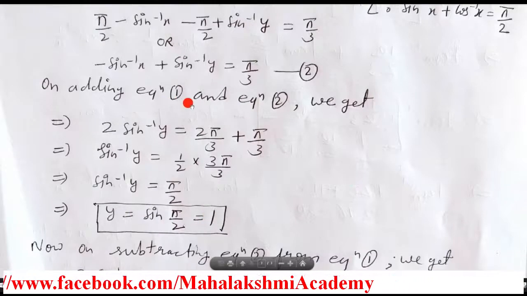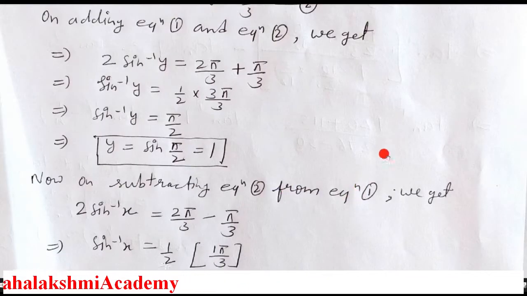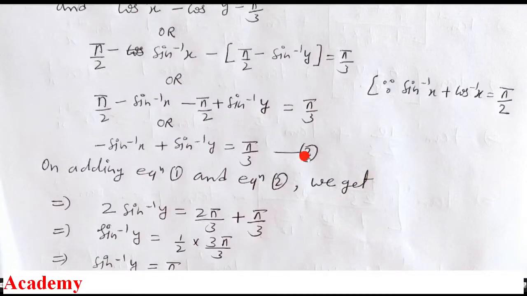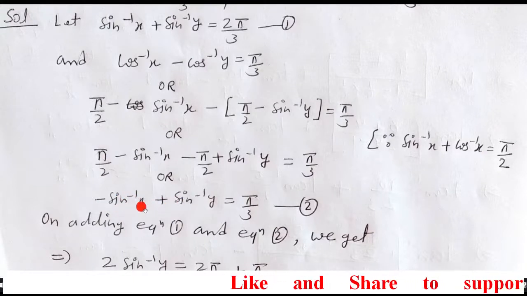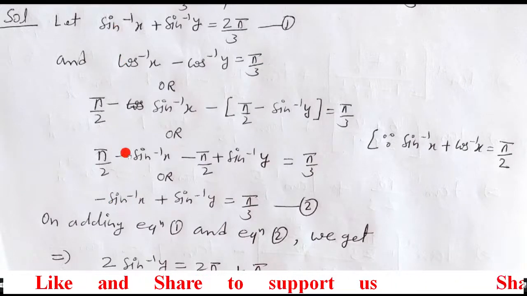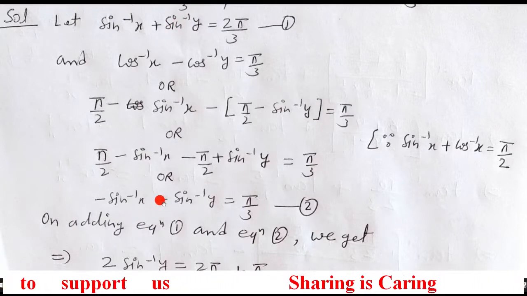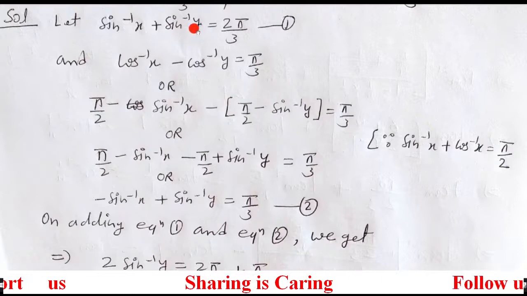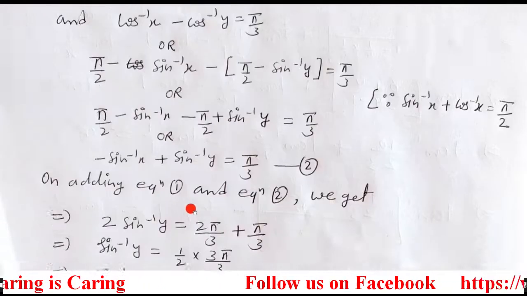Now first we added equations 1 and 2. Now we are going to subtract equation 2 from equation 1. So when we subtract equation 2 from equation 1, what will we have to do? We have to do a sign change. So when we do the sign change, it becomes positive and it becomes negative. So this positive sin inverse x and this positive sin inverse x will add, and this positive sin inverse y after sign change becomes negative sin inverse y. So they both will cancel each other.